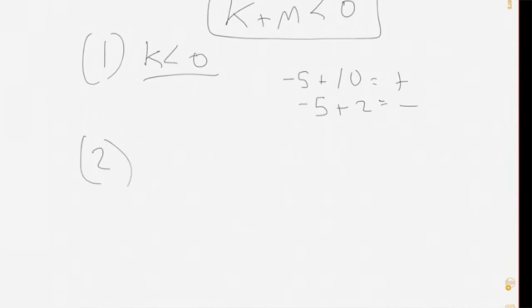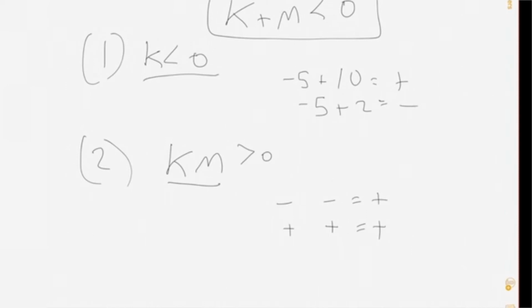Okay, now let's look at number 2. We have KM is greater than 0. So how can K times M be greater than 0? That's only possible if both K and M are negative numbers, because a negative times a negative is a positive, or if they're both positive numbers, because a positive times a positive is a positive number. So if that's all we know, that KM is greater than 0, then we have limited it down to either they're both negative or they're both positive.